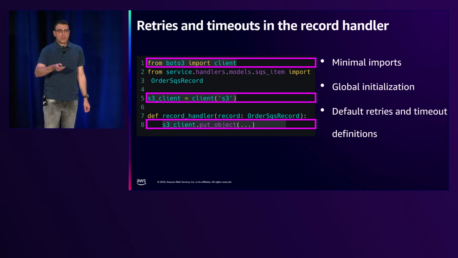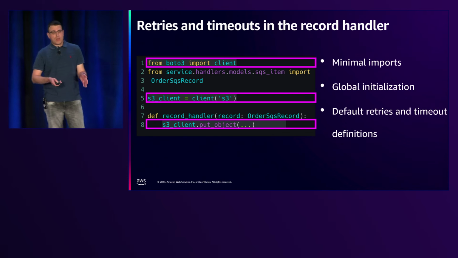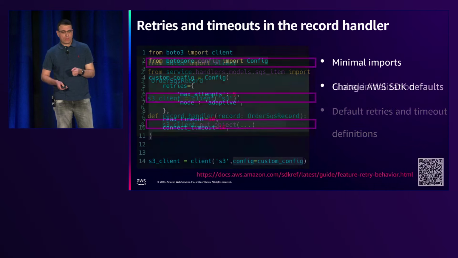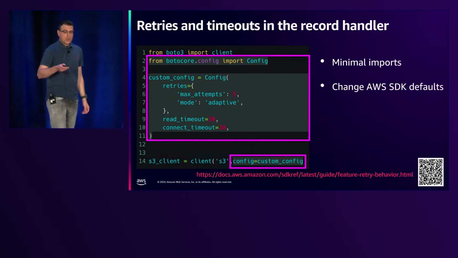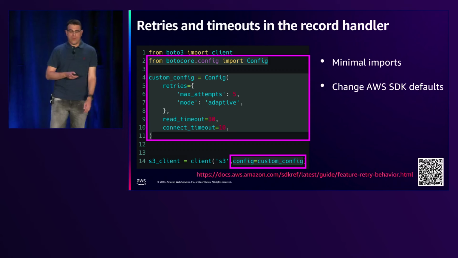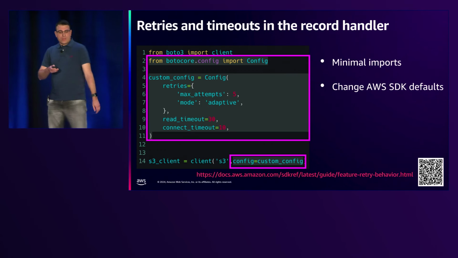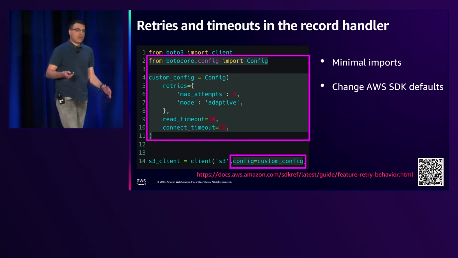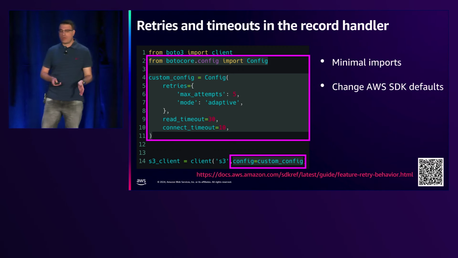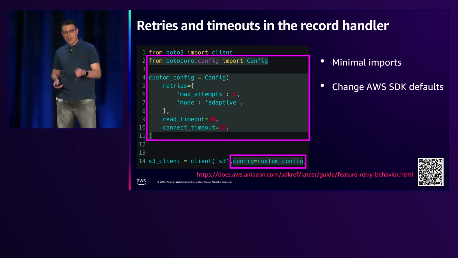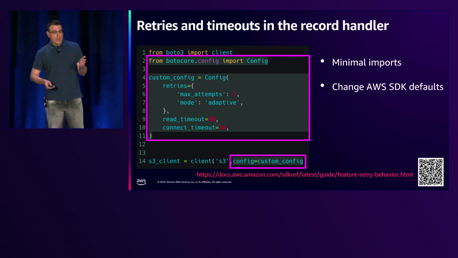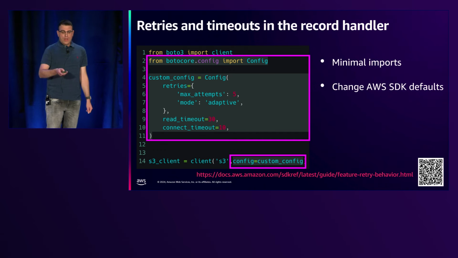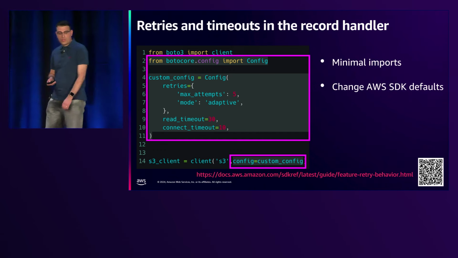And with this definition, it's going to use the default configuration that the AWS SDK has for retries and timeouts. And like I've mentioned, you can change them by using the Config class from the Botocore library. So here you can see that we can change the maximum number of attempts, the mode, adaptive or standard, and I highly suggest that you check out the documentation to see which makes more sense to you. You can change the read timeout and the initial connection timeout. In line 14, we pass the custom configuration to the client itself.